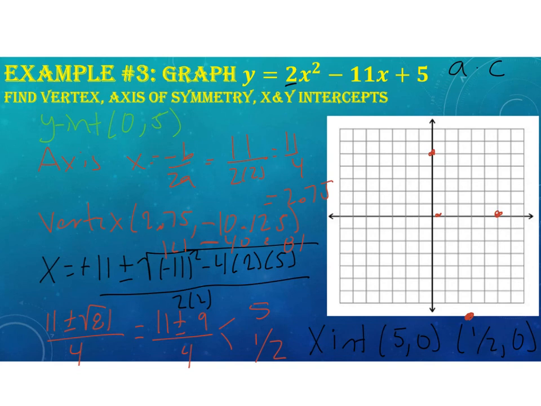I really just need one more point, and I can do the symmetrical point of the y-intercept. The symmetrical point to the y-intercept is going to be over at 5.5 and up 5, about there. And I can draw my parabola. Ooh, not too good of a looking parabola this time.